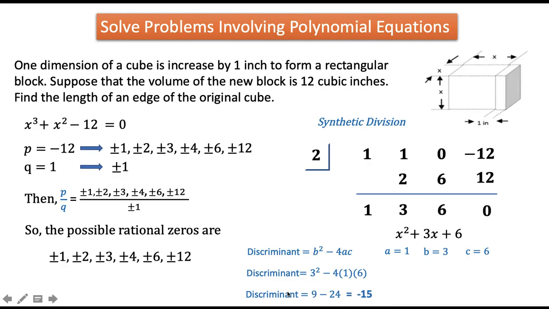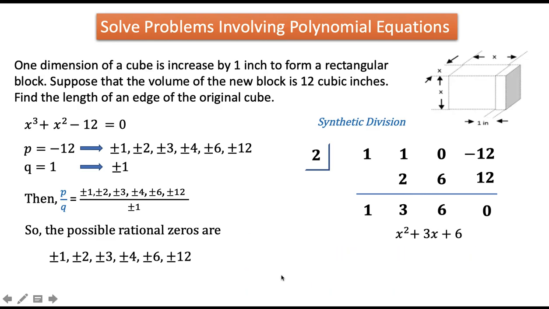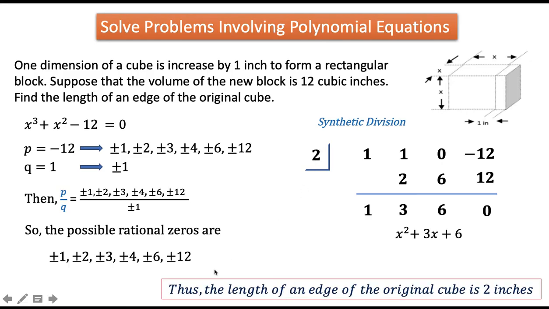Recall that if the discriminant is less than 0, or negative, this tells us that it has no real roots. Therefore, this quotient has no real roots. So it means that only 2 is the real root, and we cannot find any other values of x. So the only value of x is positive 2. Therefore, the length of an edge of the original cube is 2 inches.